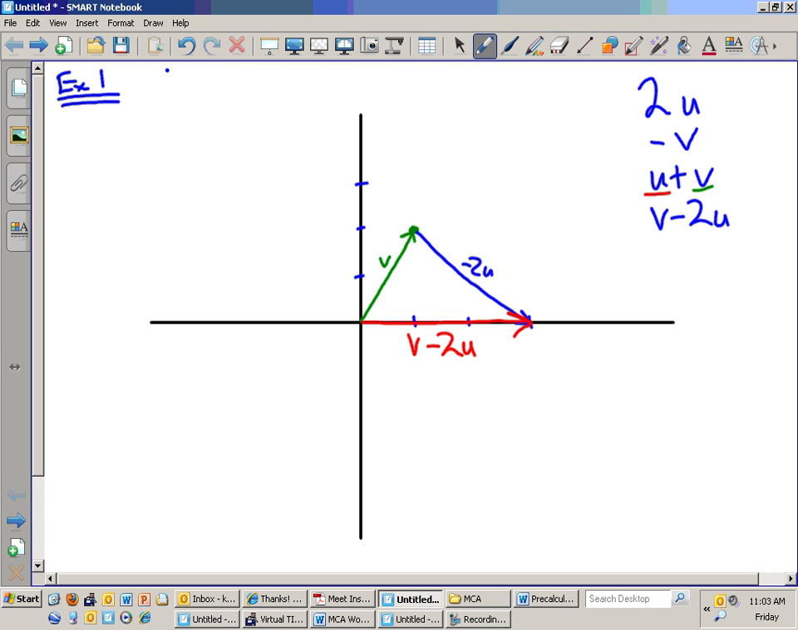So what I have in red represents v minus 2u. Is that what you got? So the green line is v, and then u looks like this, right? So negative u looks like that. So that's a negative 1u. That is a negative 2u.